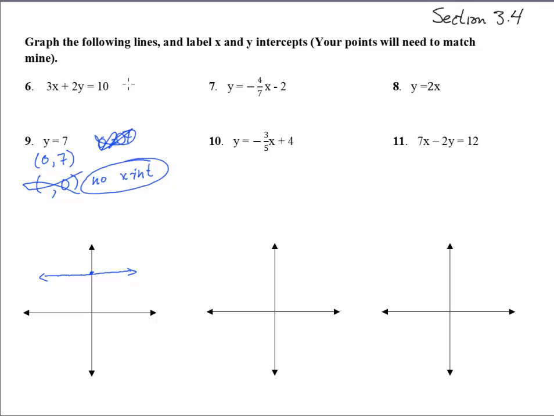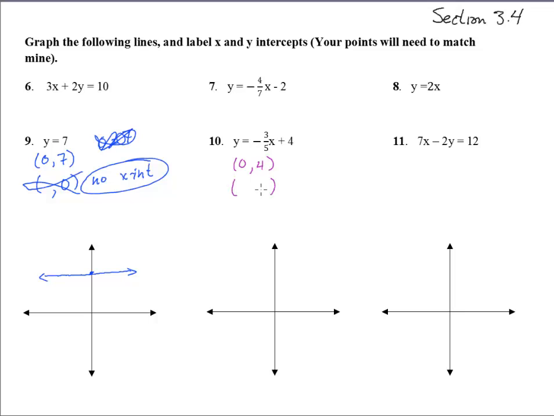Number 10. If x is 0, oh, this is nice. This is in slope-intercept form. We're going to get 4. And you can see that by sticking 0 in for x. -3/5 times 0 is 0. So that term's gone, and we get y equals 4.